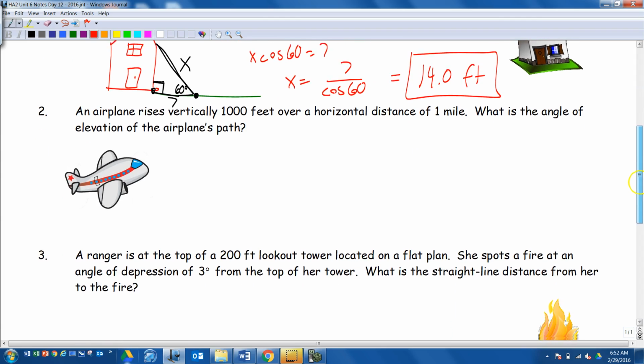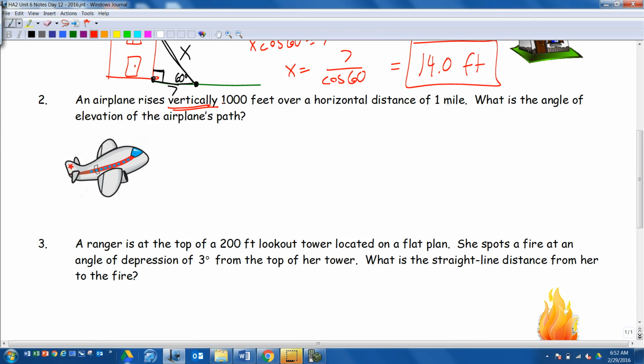There we go. So an airplane rises. When you hear the word vertically, you think, hopefully, the y, and horizontally the x. So I need to draw my plane. There's my airplane. That looks like a seagull. There's the pilot. Anyway, there's my airplane. So here's where they took off. And they said that the airplane has gone up 1,000 feet vertically over a horizontal distance of 1 mile.